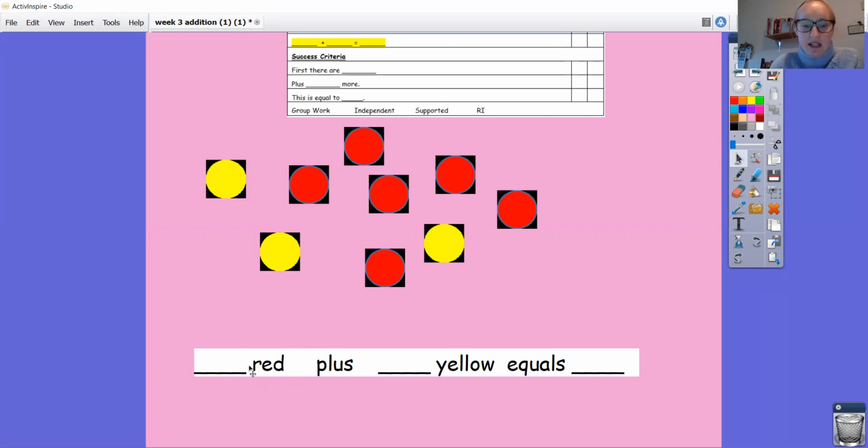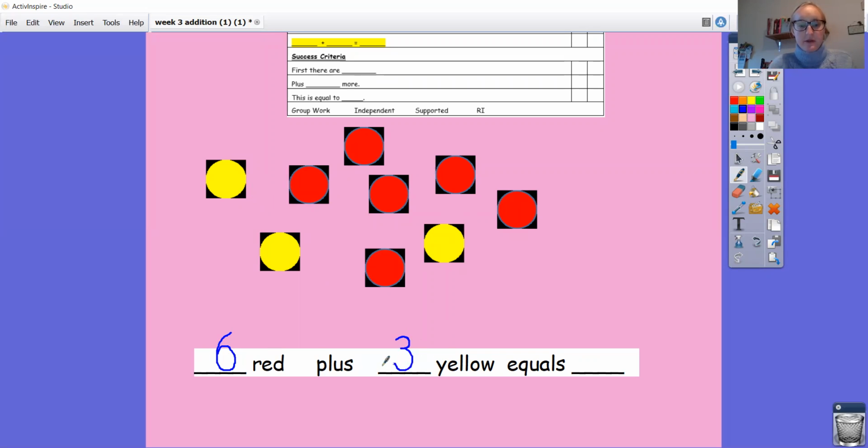So first we're going to identify how many red counters we have got. So let's count them together. We've got 1, 2, 3, 4, 5, 6. So first, there are 6 red counters. Plus, how many yellow counters? How many more yellow counters have we got? Let's count them. 1, 2, and 3.